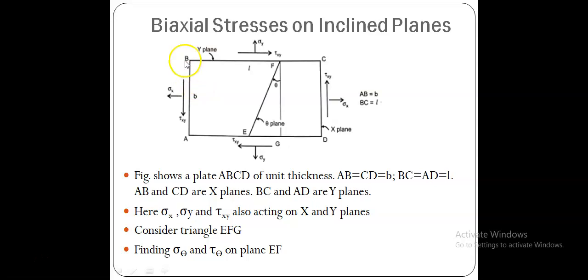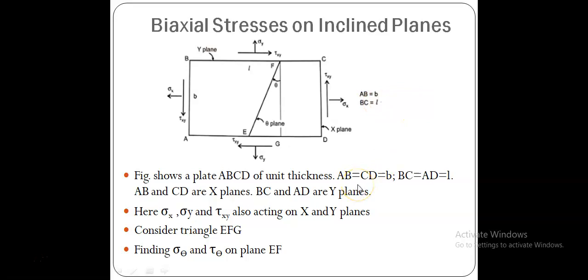Let us take a plate ABCD of unit thickness. The plate has unit thickness, very important. The one dimension let us fix as unit. Here AB is equal to CD. Since it is a rectangular plane, AB is equal to CD, with dimension B. Like that, BC is equal to AD, with dimension BL.